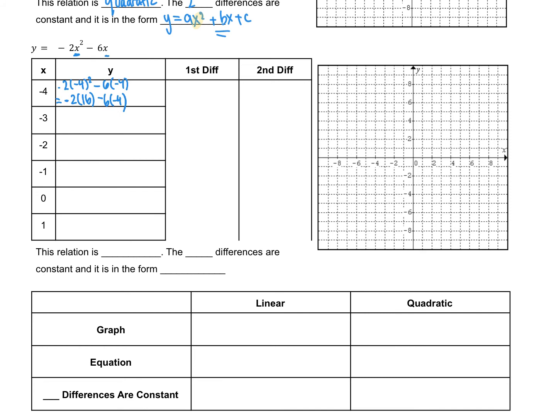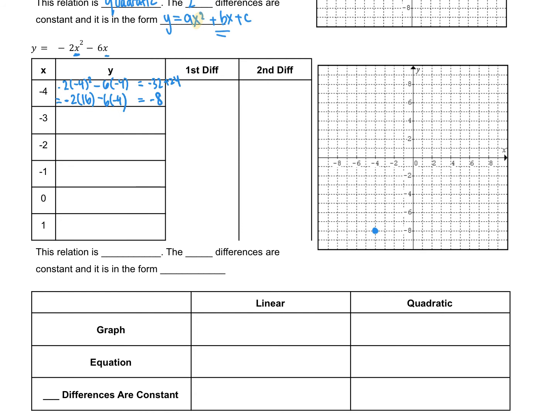So that's all I'm going to clean up right now. Now, it is going to be a little bit squished. I'm going to go up here. I'm going to do my multiplication. So -2 times 16 is -32, and -6 times -4 is +24. And this gives me -8. So when x is equal to -4, y is equal to -8. And this is my coordinate here.